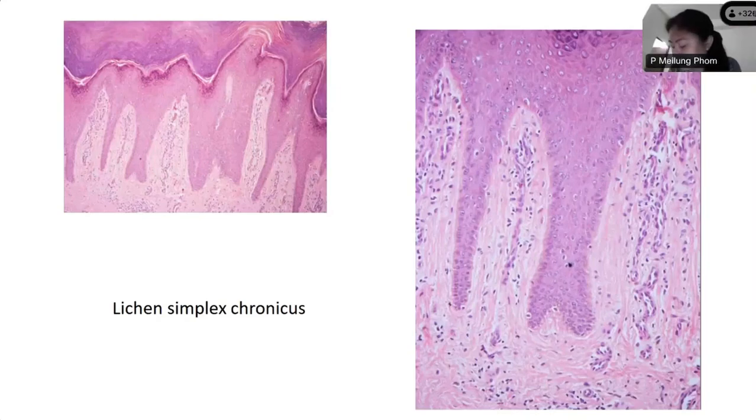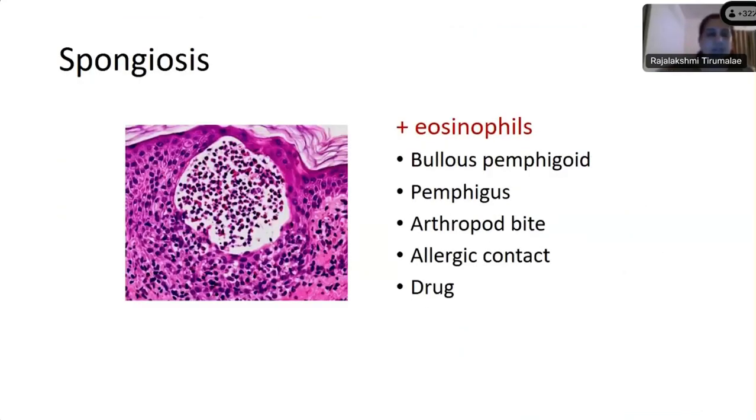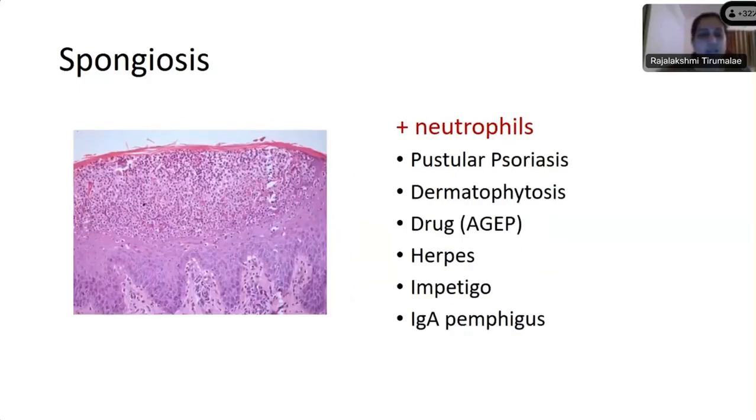Now, usually spongiosis is accompanied by lymphocytes. So these are all the differentials that you would think of. But there are certain instances where spongiosis is accompanied by eosinophils, right? So one of the most important diseases where we see this is bullous pemphigoid. And you can also sometimes see this in pemphigus vulgaris. Now, spongiosis with neutrophils, like I showed you previously, you could see it in pustular psoriasis, in pustular drug eruptions, and IgA pemphigus. Right. So I invite the comments of the chairpersons before I move on to the next case.